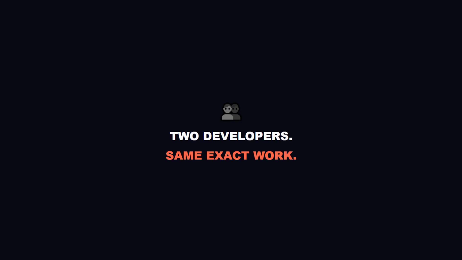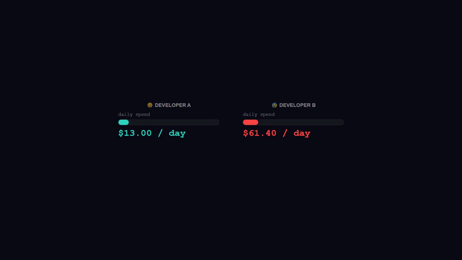Two developers use Claude Code the exact same way. Same tasks, same size code base. One pays $13 a day, the other pays over $60. Same model, same plan. The difference isn't skill, and it's not code quality. It's what happens before Claude even starts typing, and almost nobody checks it.